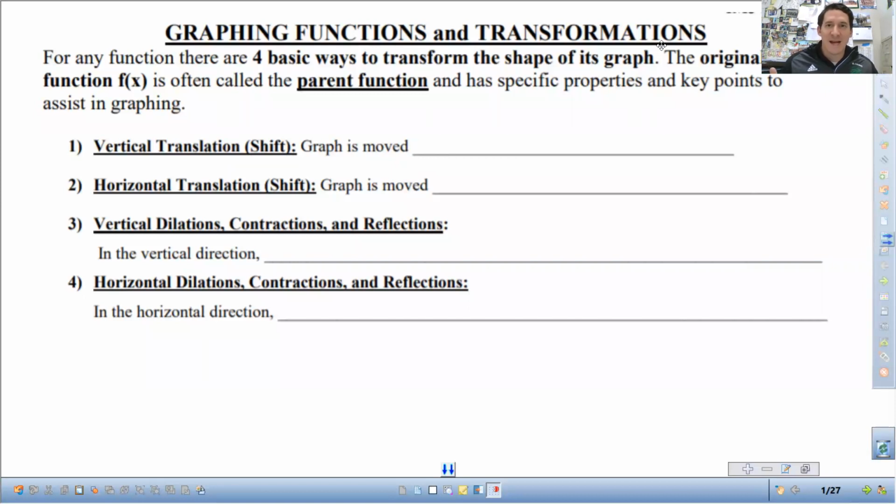You'll be getting a packet in class. In this packet, I'll be working through the problems. So everything you see here in this lesson is in the packet. If you are not in class, you can find this packet on Google Classroom.